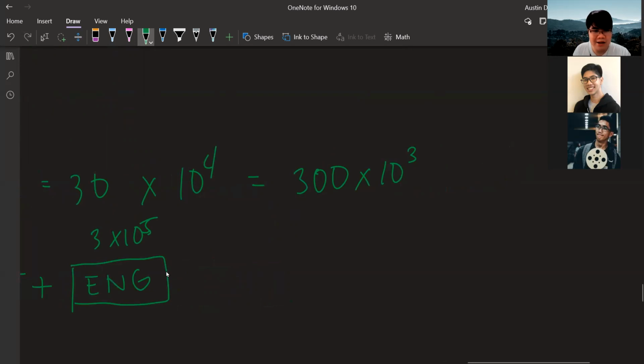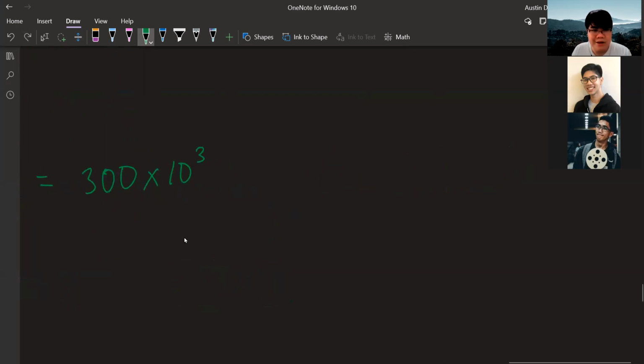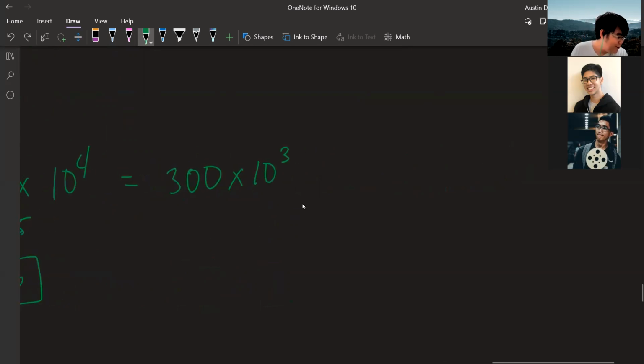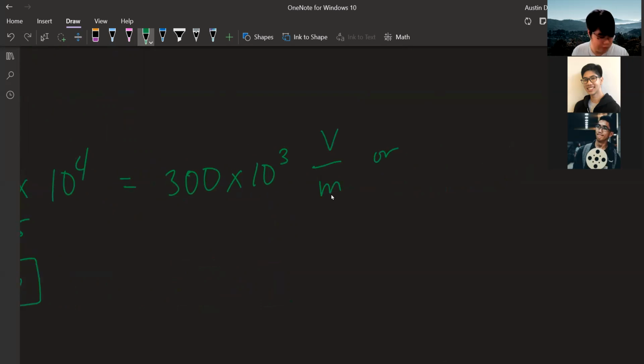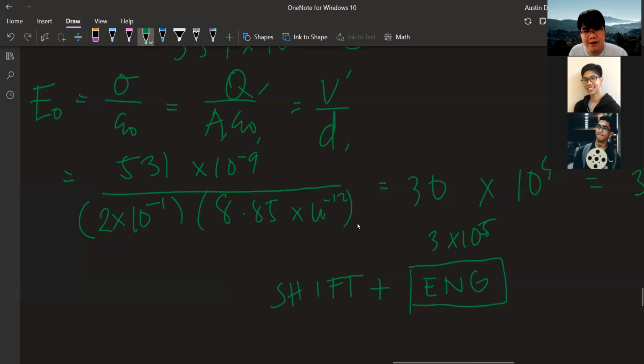Weird, hindi pa dinagdagan ng isang letter. Para hindi siya mukhang English. Kala mo kasi mukha siyang language button. Pero hindi. Ano siya? Engineering notation yan. Okay, so units would be volt per meter or Newton per coulomb. Okay, so we have that.